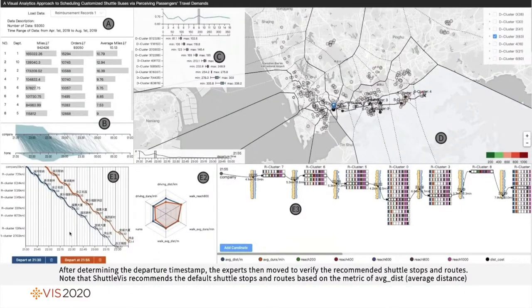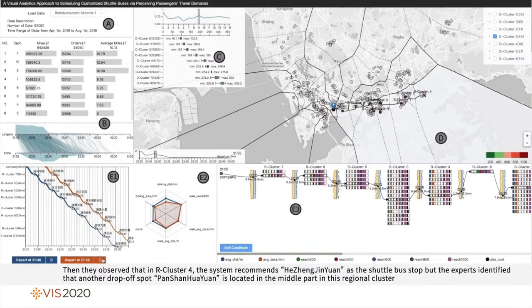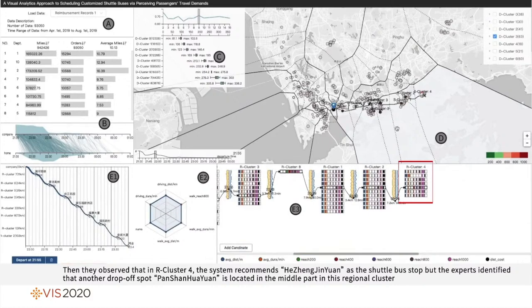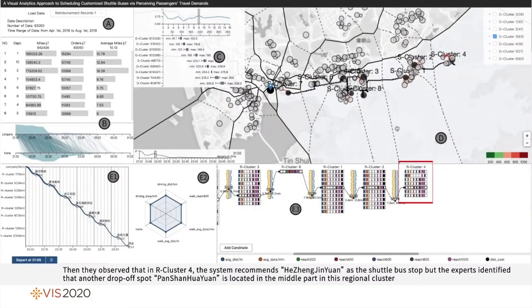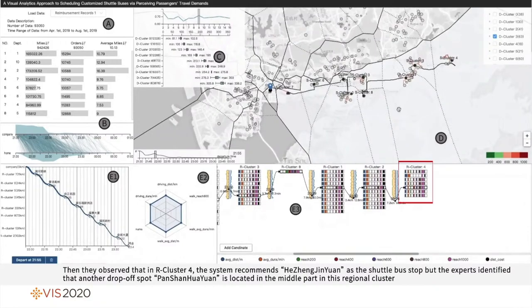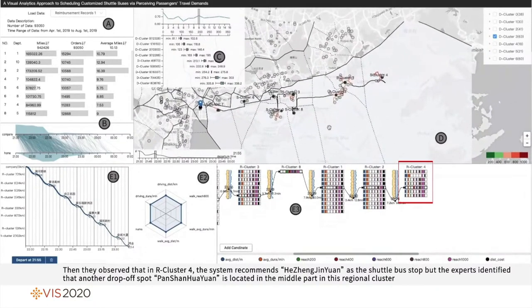After determining the departure timestamp, the experts then moved to verify the recommended shuttle stops and routes. Note that ShuttleVIS recommends default shuttle stops and routes based on the metric of average distance. Then they observe that in R cluster 4, the system recommends Heijin Jinyuan as the shuttle bus stop, but the experts identified that another drop-off spot, Panshan Huiyuan, is located in the middle part of this regional cluster.